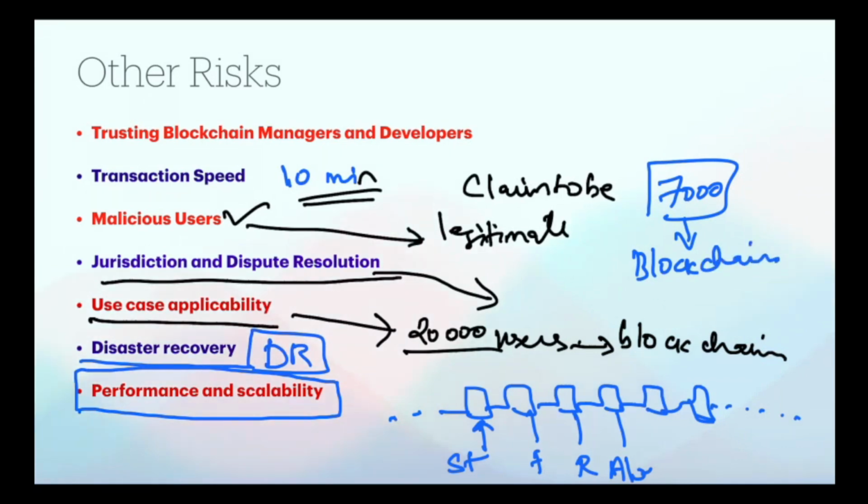Now the next year they increased the student strength to a total of 10,000 users. They want to increase from 7,000 to 10,000 users, but they don't have the computing resources. With the existing blockchain, can I increase to 10,000? This is where scalability comes into the picture.